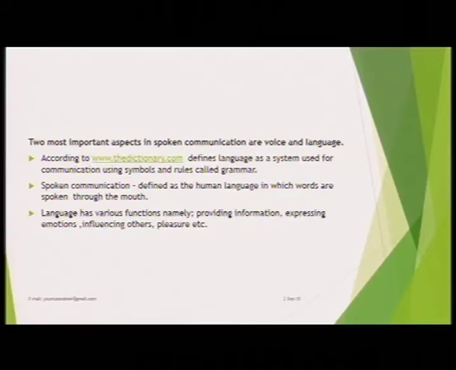The two most important aspects in spoken communication are voice and language. According to thedictionary.com, language is defined as a system used for communication using symbols and rules called grammar. So by using those rules that are called grammar, we also define what language is. Spoken communication is defined as human language in which words are spoken through the mouth. And language has various functions, namely providing information, expressing emotions, influencing others, persuasion, etc.